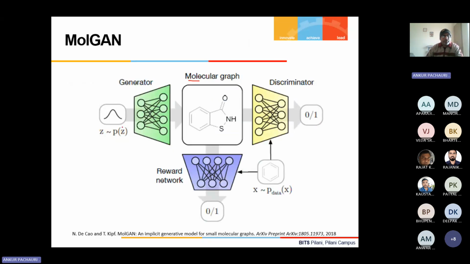So this is their structure. From the latent, or we can say priors, they generate. So these are the generators. This is the reward network, zeros and one. This is the discriminator, whether that is real or fake. So a molecular graph is given, and this is reinforcement learning. It means if you give a correct decision, you will be rewarded. If you give a wrong decision, you will be penalized.